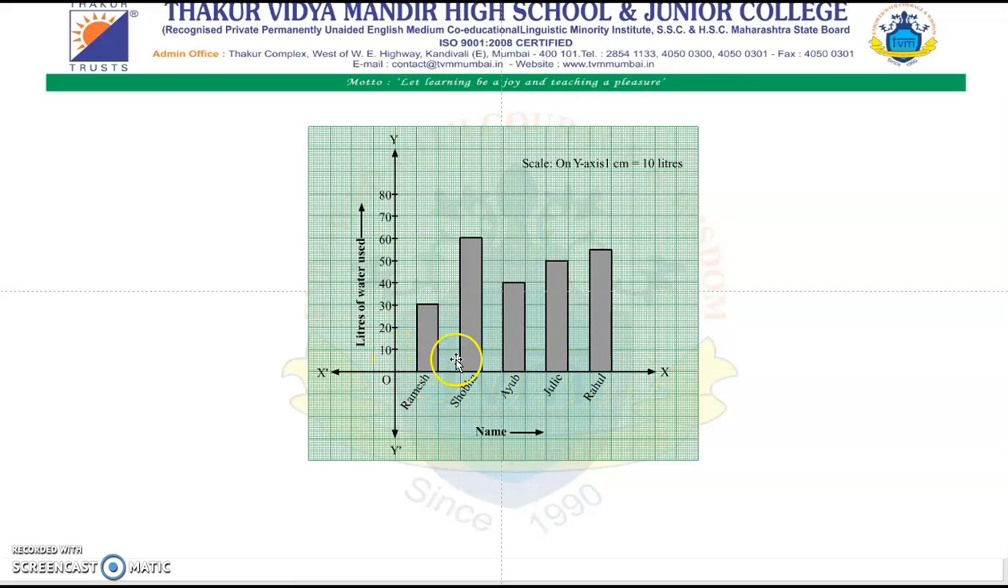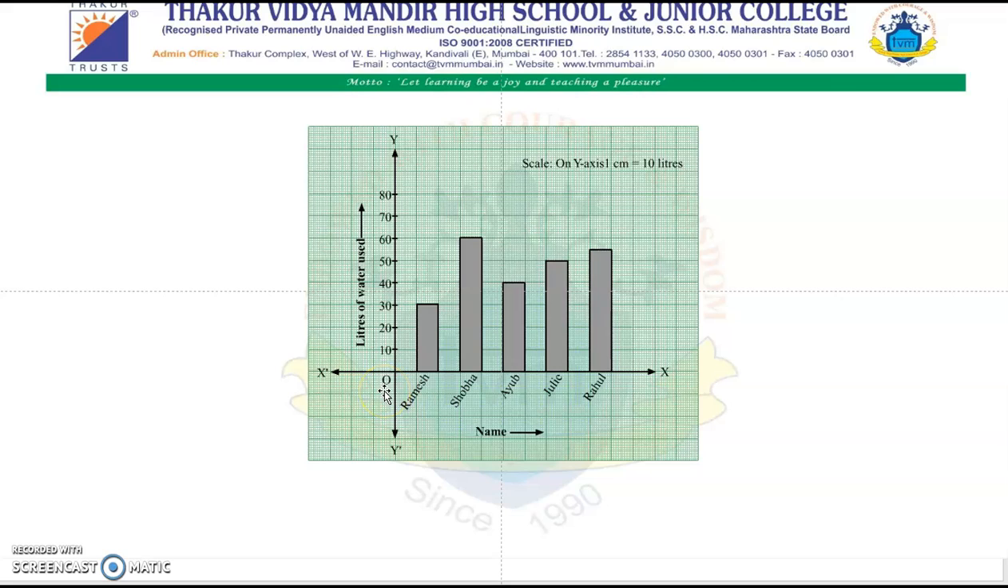If the difference in the scale is uneven, suppose you have written here 10, here 25, here 40, and the gap is also uneven, then the graph will become wrong. So to maintain accuracy in the graph, you have to be very clear about the scale you are taking on the y-axis, and on the x-axis the gap should be the same. On the x-axis you will represent the names, and numbers are represented on the y-axis.